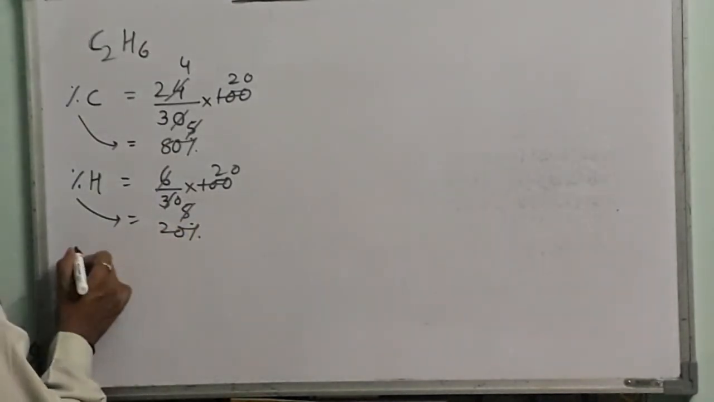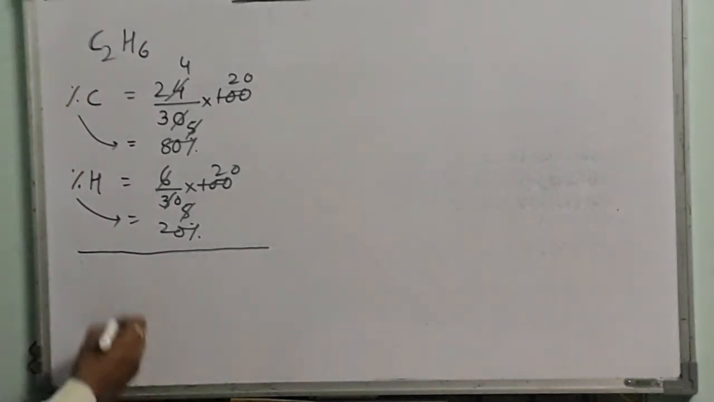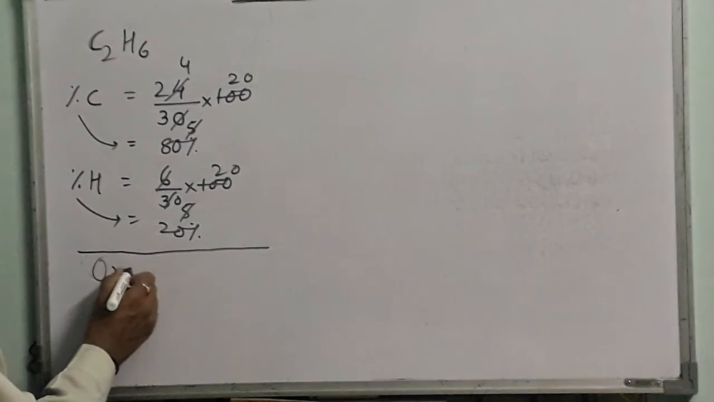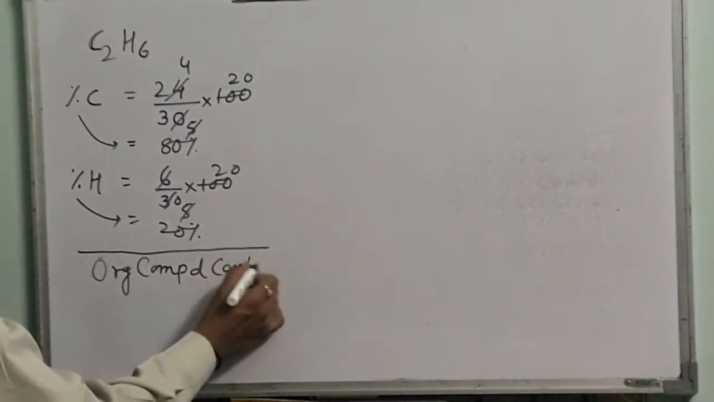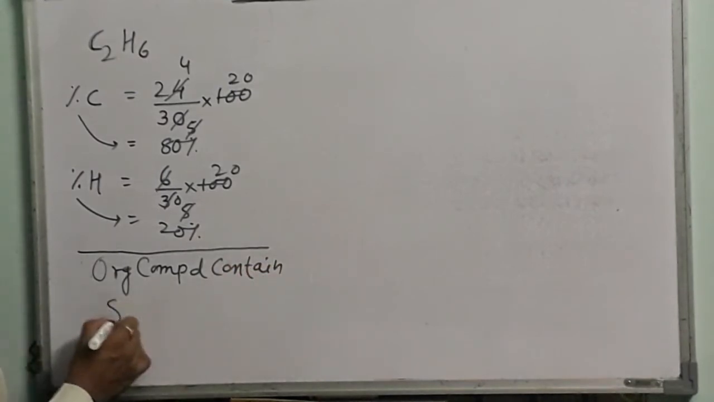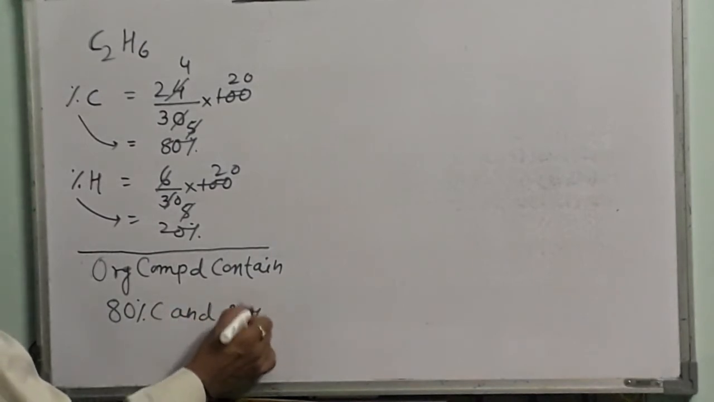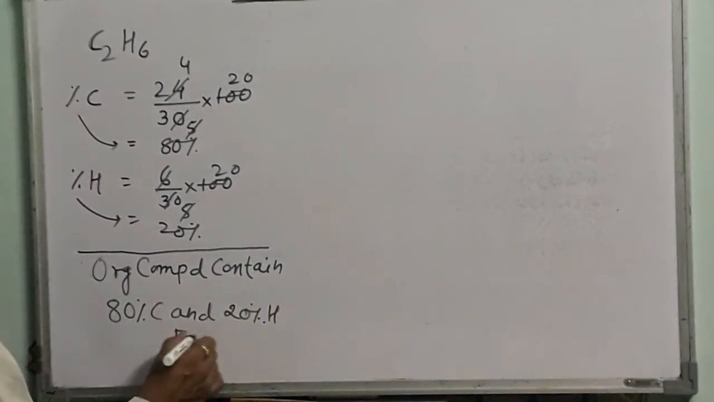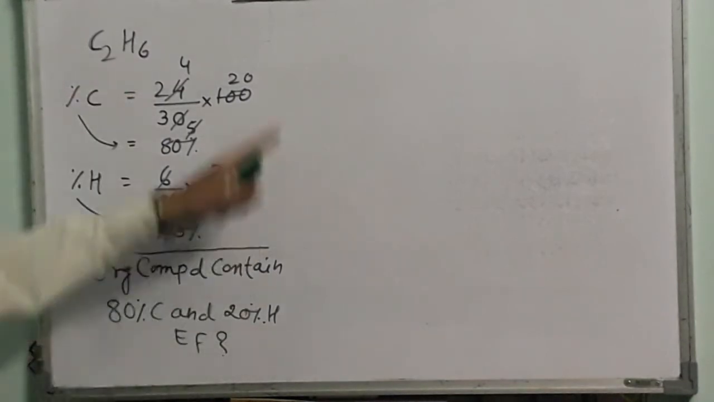Now the answer that comes, the same answer can be treated as a problem to find out the empirical formula. An organic compound contains 80% carbon and 20% hydrogen. Calculate the empirical formula of the compound. So friends, the empirical formula we will get is CH3.